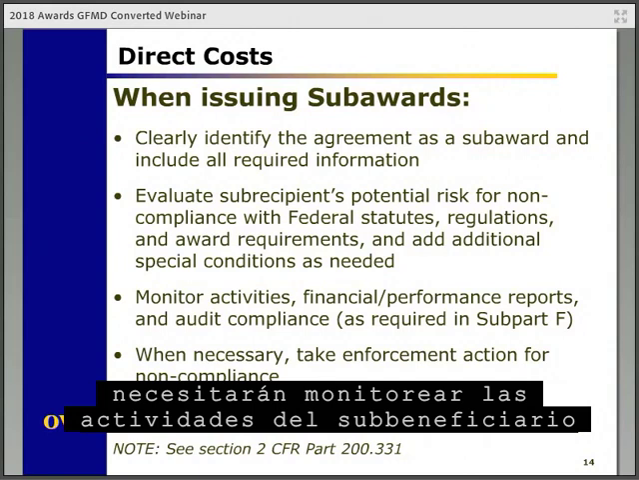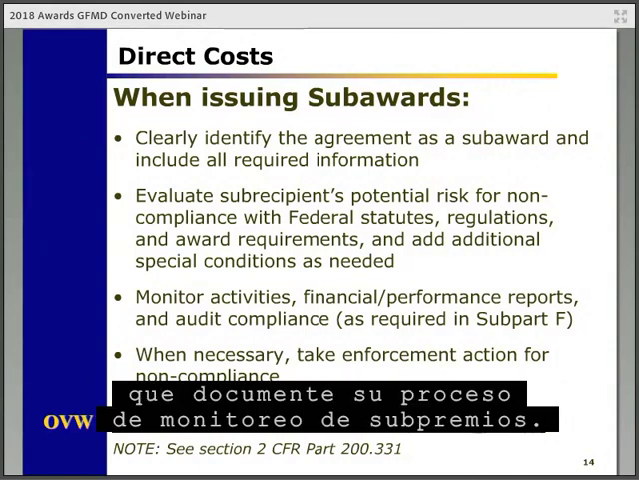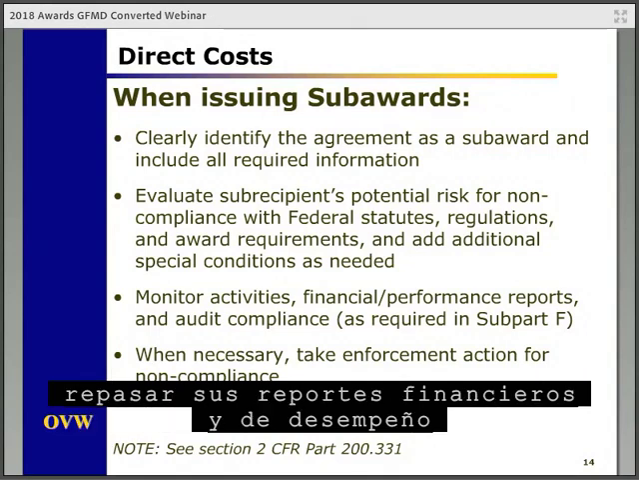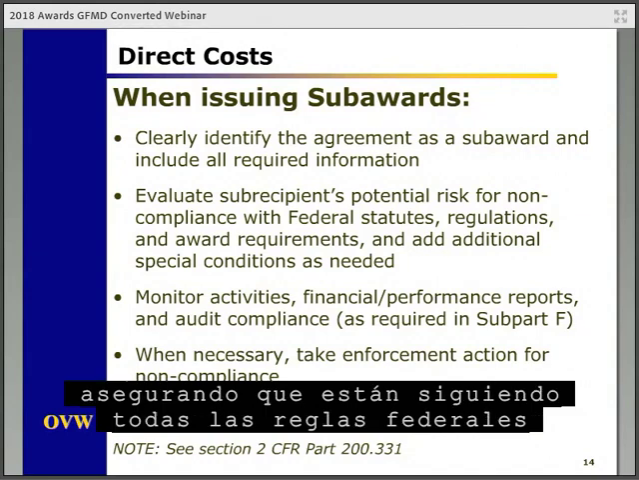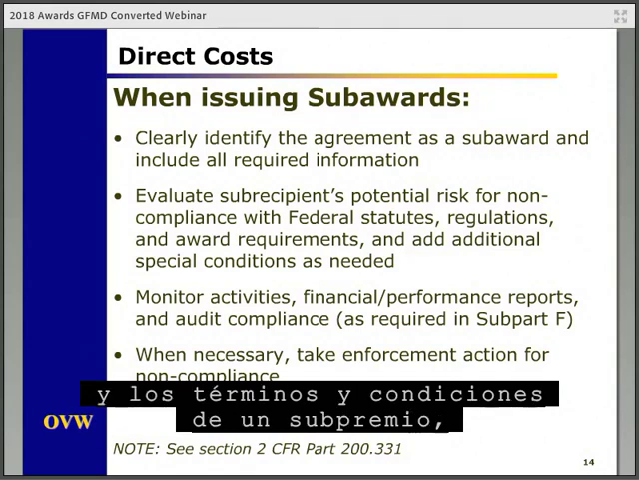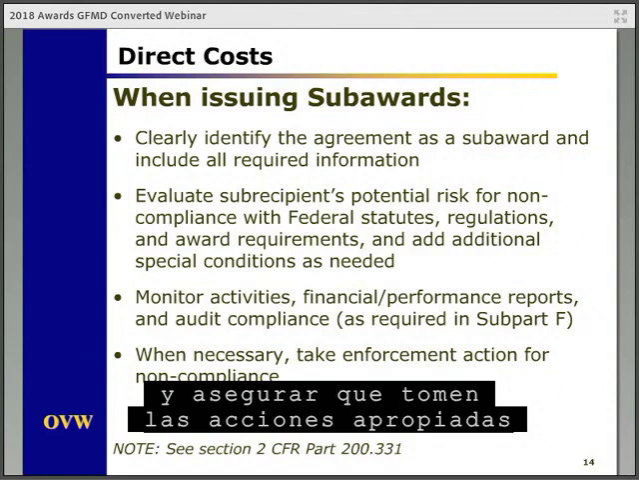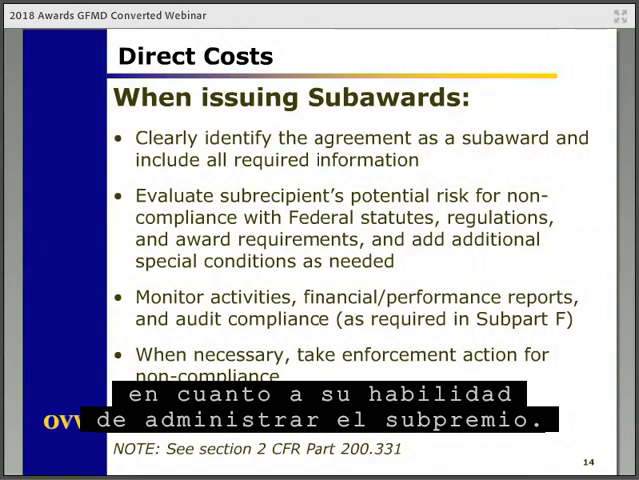Additionally, you'll need to monitor the subrecipient's activities and have a policy in place that documents your subaward monitoring process. Things you should review include, but aren't limited to, their financial and performance reports that you have your subrecipients complete, making sure that they're following all federal regulations and any terms and conditions of the subaward, and reviewing their audits and making sure they're taking the appropriate actions if there are any findings with their ability to administer the subaward.